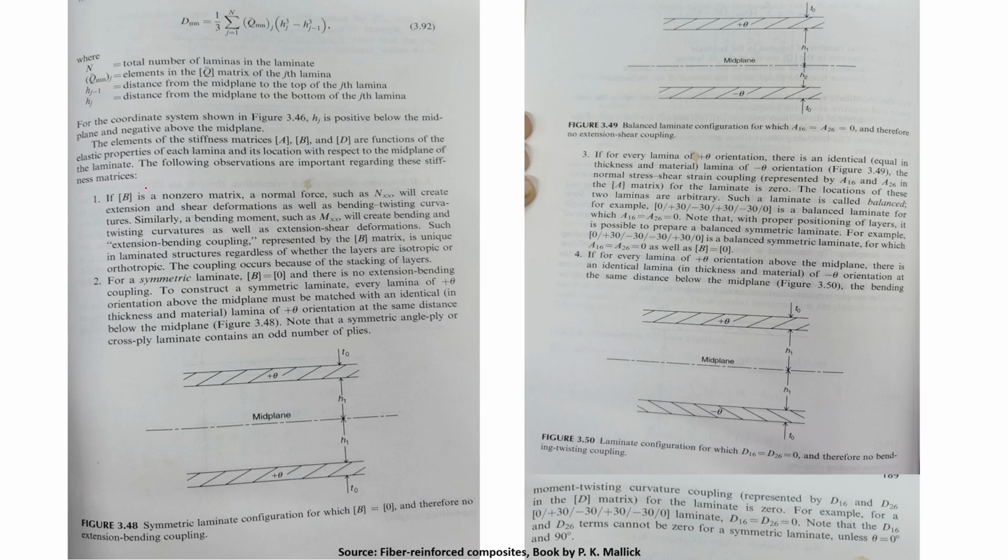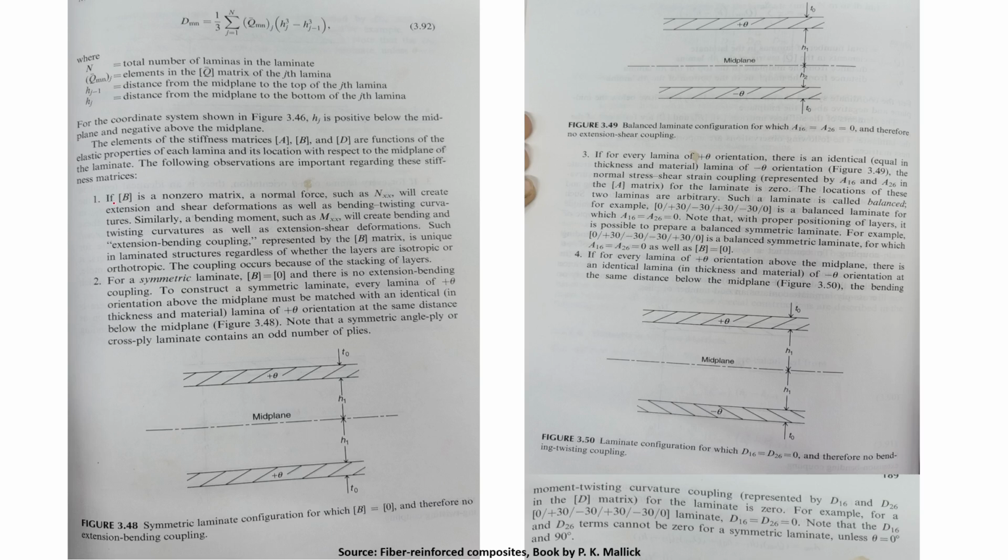The elements of the stiffness matrices A, B, D are functions of the elastic property of each lamina and its location with respect to the midplane of the laminate, that I just told. So the following observations are important regarding this stiffness matrix. From these observations, you will be able to solve a few of the questions that I will be discussing next.